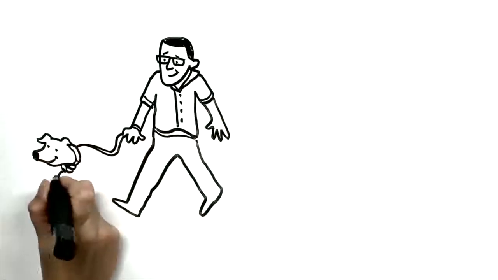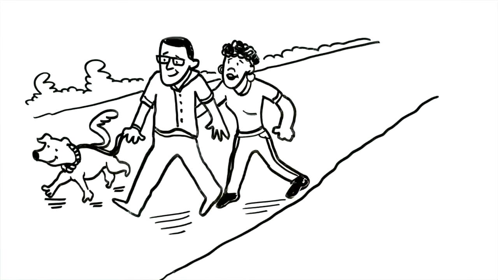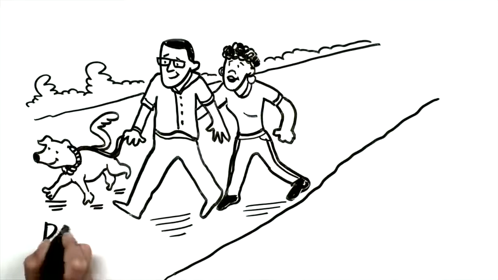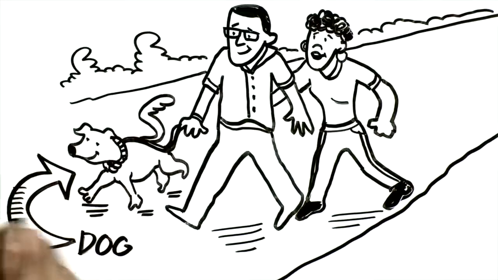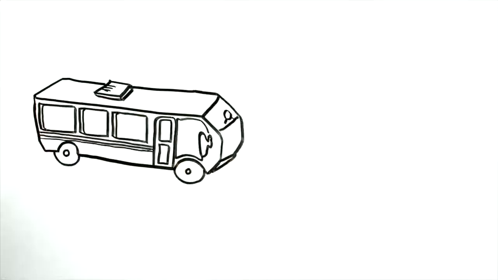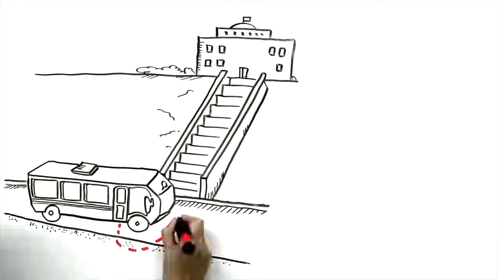A dog is a great walking coach. The data is showing 67% of dog walkers achieve the 150 minutes a week just with the dog walking. And finally, of course, your commute, getting off a stop early, taking the stairs, and so on and so forth.